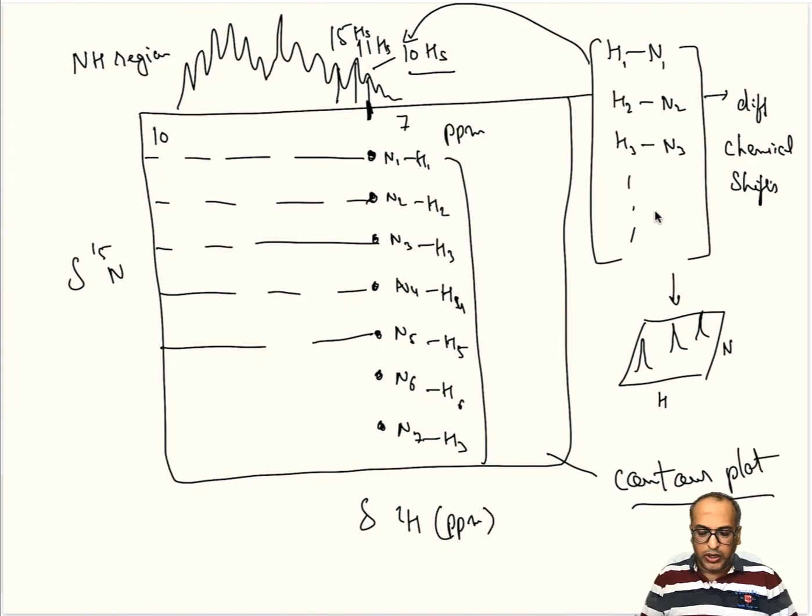Okay, so now in this contour plot, it is clear that all these hydrogens which are otherwise overlapping in the proton NMR spectrum are now resolved in proton-nitrogen because their corresponding nitrogen chemical shifts are different.